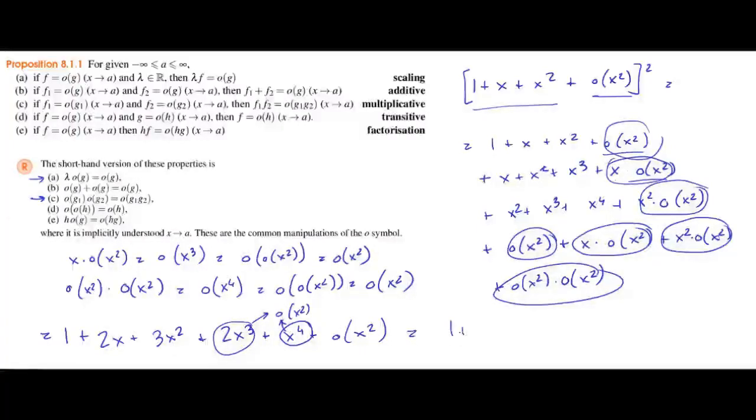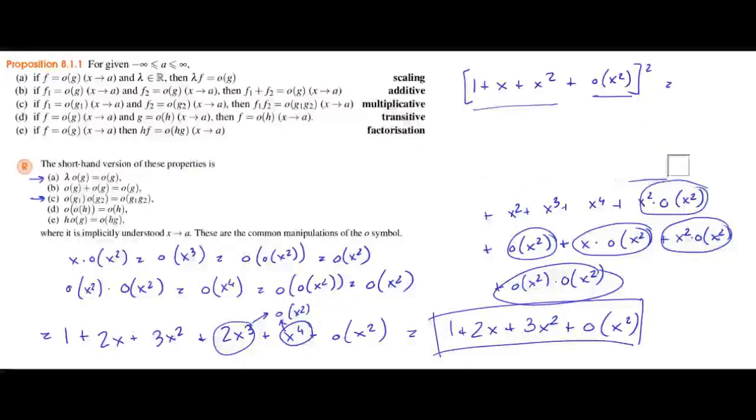So the last thing is to collect everything. This is the result of the square of this: 1 plus 2x plus 3x squared plus o of x squared, right? And once you get used to these manipulations, you will get very fast at this. So let me start doing it again.